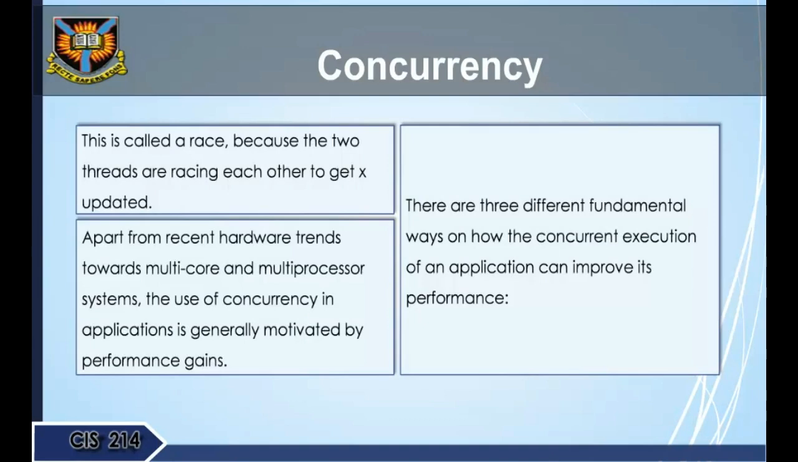Apart from recent hardware trends towards multi-core and multiprocessor systems, the use of concurrency in applications is generally motivated by performance gains. There are three different fundamental ways in which the concurrent execution of an application can improve its performance.